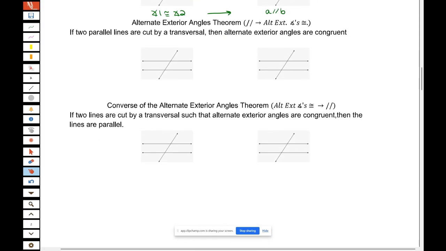So we did learn these rules in our first unit. It's just we didn't break them into theorems and their converses. We just used them to set up equations and find missing angles.